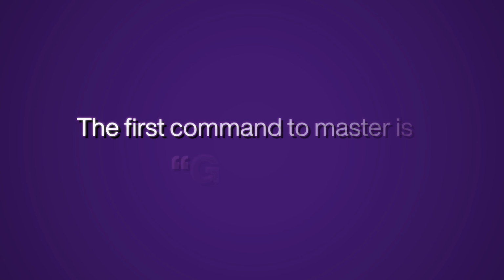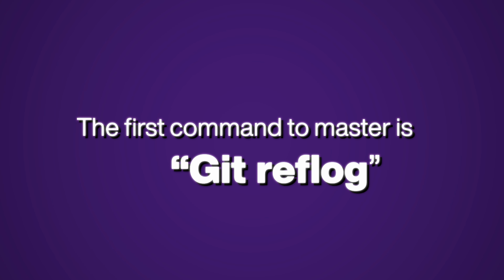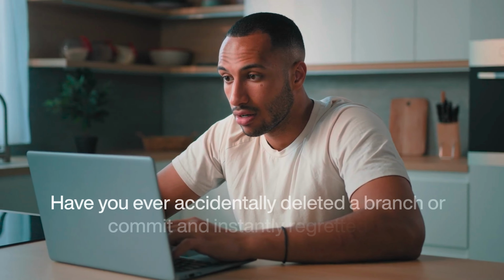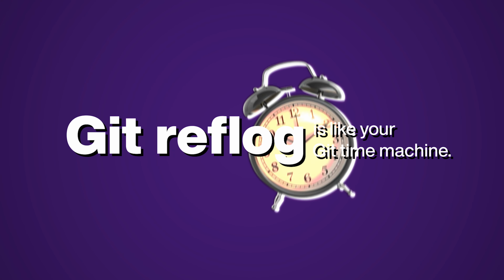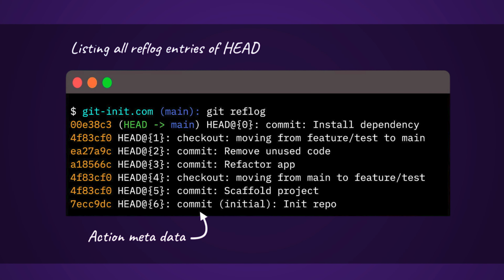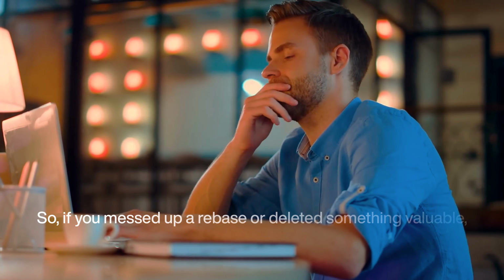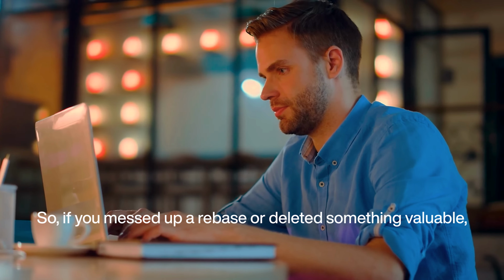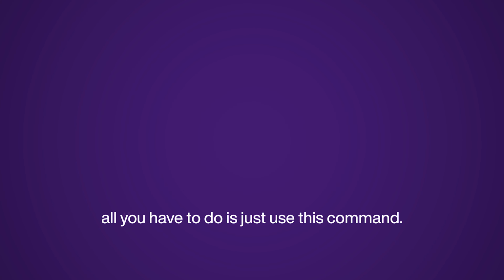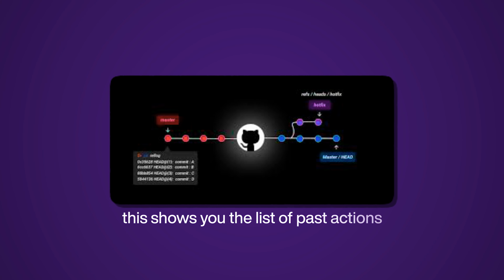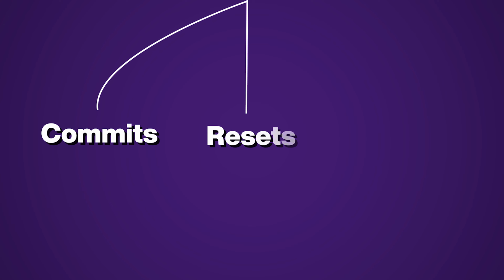The first command to master is git reflog. Have you ever accidentally deleted a branch or commit and instantly regretted it? Well, not anymore. Git reflog is like your Git time machine. It shows every action you have done, even ones that don't show in regular logs. So, if you messed up a rebase or deleted something valuable, all you have to do is just use this command. Yes, this shows you the list of past actions like commits, resets, checkouts.